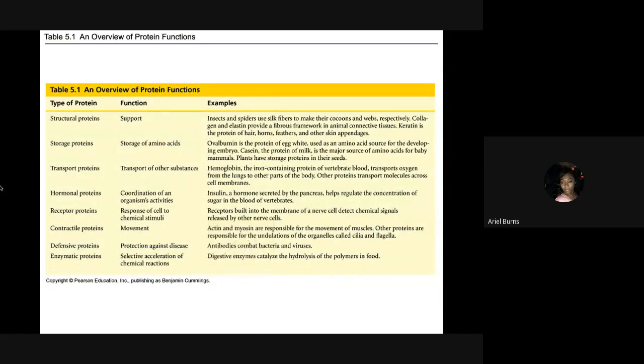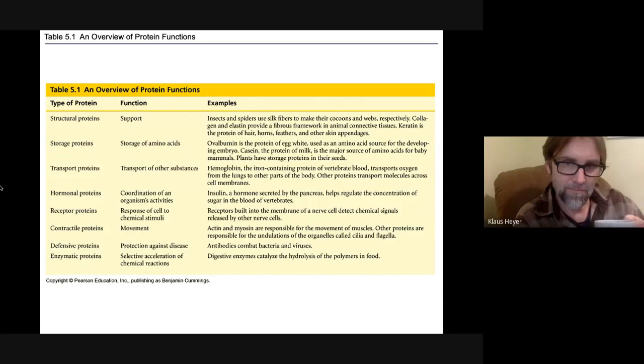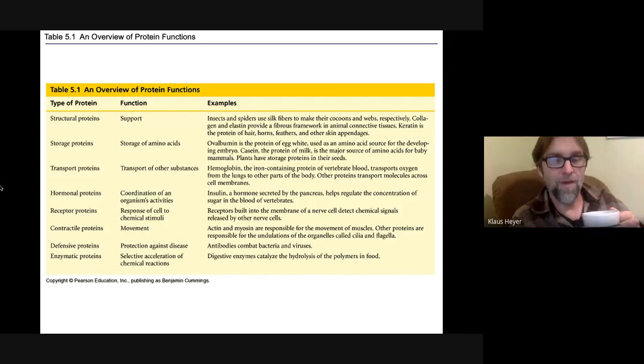We talked about lipids before we left off, and talked about two types of lipids. You didn't take the test yet. Make sure you know the differences, the three differences between saturated and unsaturated fats.